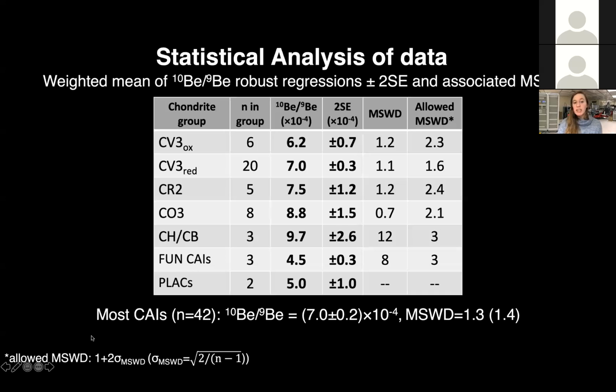If I put most CAIs together, which is 42 CAIs, I calculate a 10/9 beryllium ratio of 7 plus or minus 0.2 times 10 to the minus 4. This is a weighted mean again. And the MSWD of this group is 1.3, where the limit is 1.4. So that means that most CAIs, not including the CHCBs, funds, and plaques, a few of which have variable ratios, have this level of 10/9 beryllium.